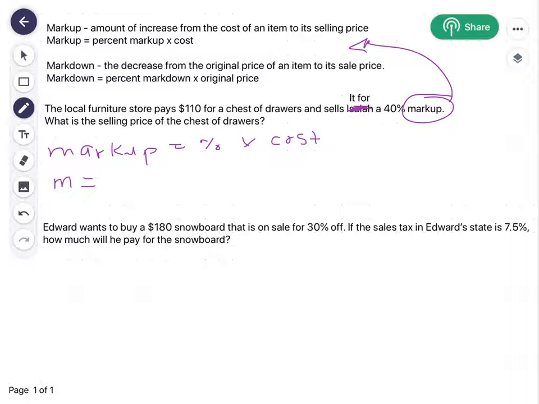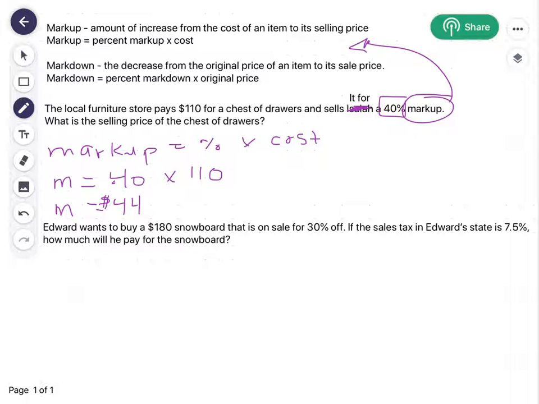Markup equals percent times cost. So we know the percent, it's right here, but we can't just put 40 here. Remember, we have to use the decimal version of the percent. So markup equals 40% times the 110 that it cost originally. So the markup is going to equal 0.4 times 110, which is $44.